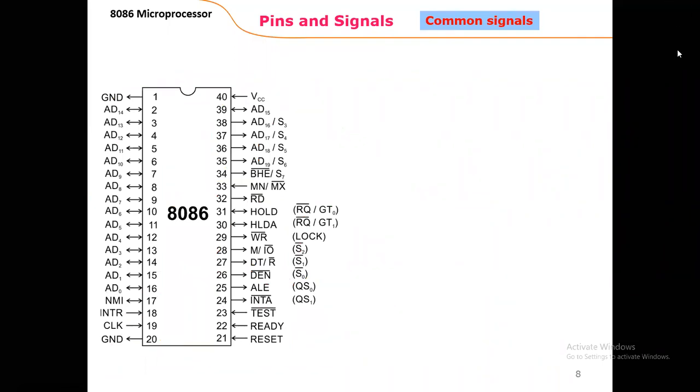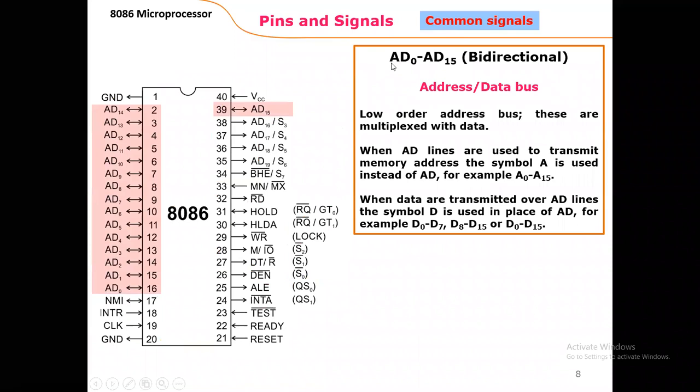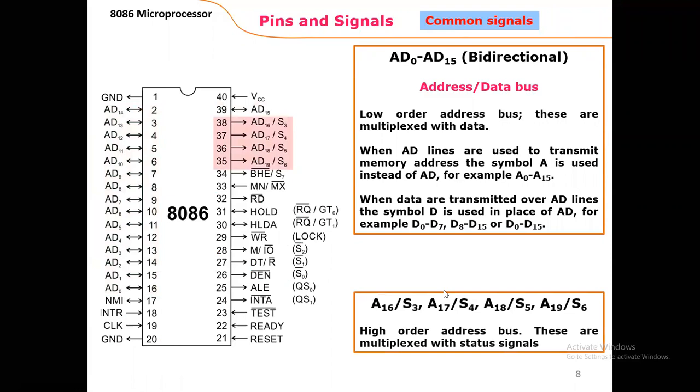Now the pin discussion, all parts. AD0 to AD15 is the bidirectional multiplexed address and data bus. These are the address/data bus lines D0 to D7 and D8 to D15, in total D0 to D15, multiplexed with A0 to A15. Now this is A16, A17, A18, and A19, the high order address bus, multiplexed with the status signals.